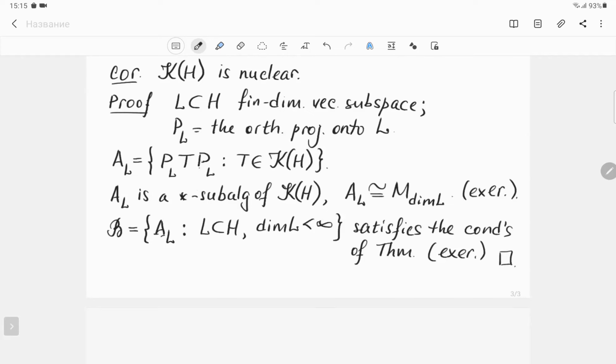Well, it's clear that they are nuclear because each of them is isomorphic to a matrix algebra, and so the exercise is to show that their union is dense. Basically, this is more or less equivalent to the fact, which was also mentioned some time ago in our lectures, that such orthogonal projections PL, where L runs over the family of finite dimensional subspaces, form an approximate identity in our algebra. So this fact is more or less equivalent to the fact that the union of the subalgebras AL is dense in K(H). And so by the previous theorem, K(H) is nuclear.